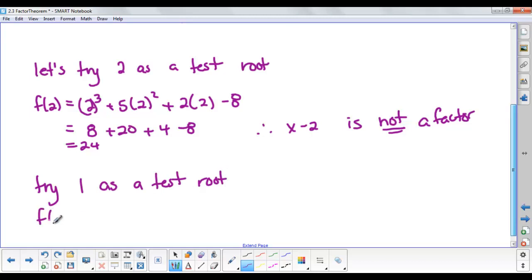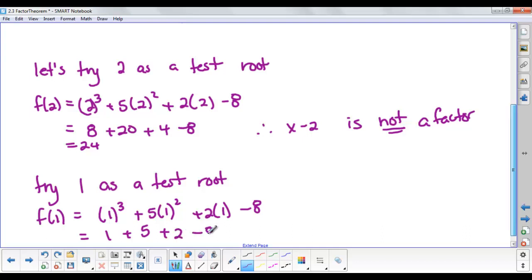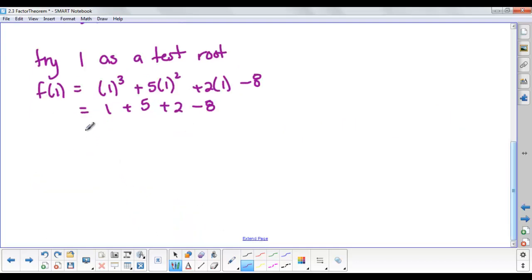When I sub in 1 for all of the x's, we get 1 cubed plus 5 times 1 squared plus 2 times 1 minus 8. 1, 5, 2, 2 for 8. And this time, we get an answer of 0. So that tells me that x minus 1 is a factor. And now that we have a factor, we can do some synthetic division and break down that cubic expression a little bit further.